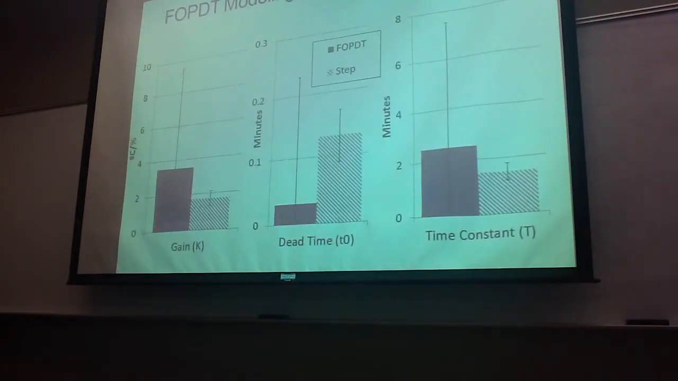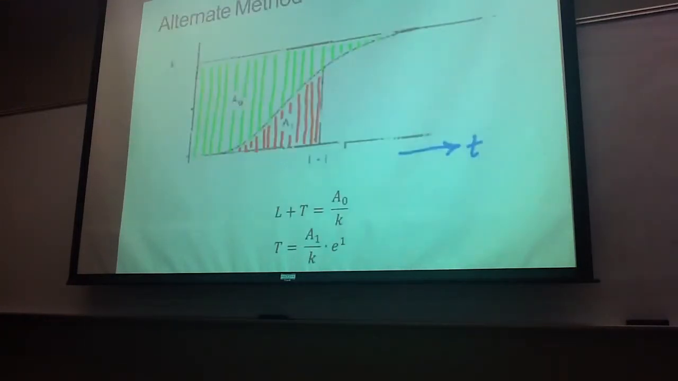And some results that we got from the FOPDT modeling, the parameters that we got. And this also shows it compares the FOPDT parameters to the step parameters. You have your dead time, your time constant, and your gain here, and some associated uncertainties. Not really all that interesting. And then we move on to an alternate method, which involves numerical integration. And this method is actually loosely based off of the step response.